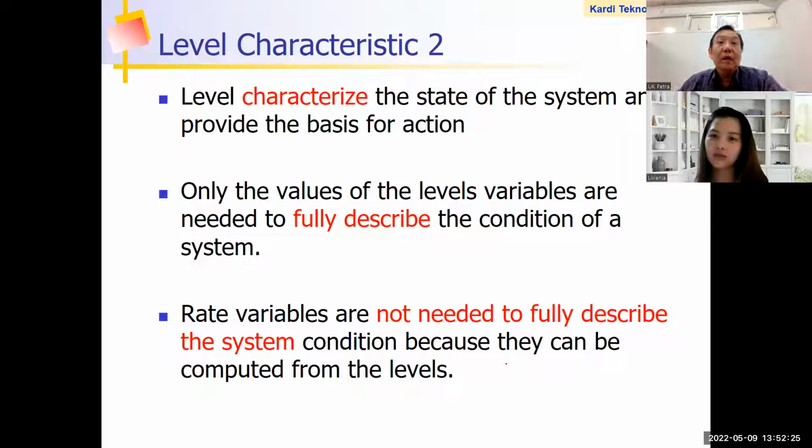Only the values of level variables are needed to fully describe the condition of the system. So when you describe a system, usually you say you are rich, or you are sick. What we describe is actually the level. The rate variables are not needed to fully describe the system condition because they can be computed from the level. So you can compute the rate from the level.